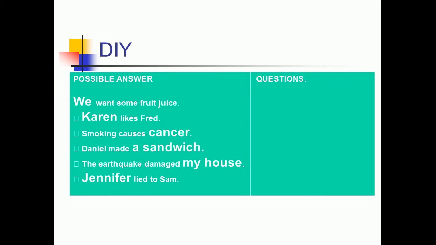Now, do it yourself. Number one, we ask for the subject. Number two, Karen is the subject. Numbers three, four and five are object questions. Remember, use the auxiliary. Number six is a subject question.